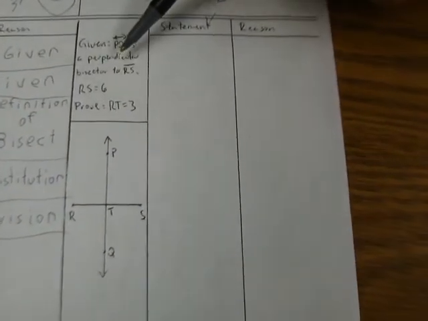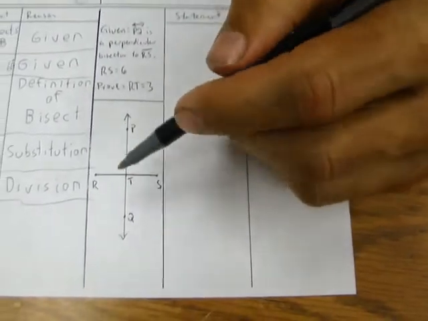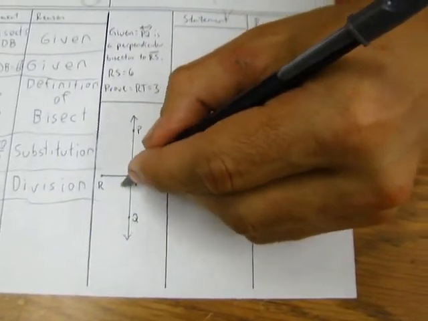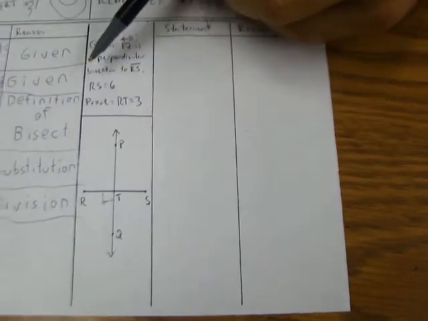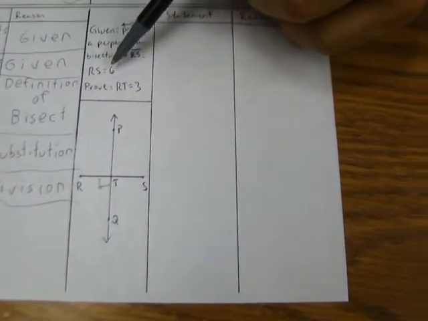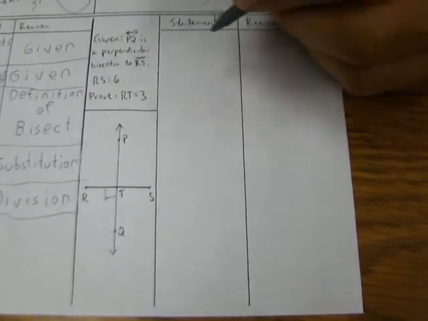Alright, cool. Last one. Given line PQ is a perpendicular bisector to segment RS. So this is a perpendicular bisector. Perpendicular bisector means it should be a 90-degree angle and it should cut this in half. Also given, RS equals 6. So we need to prove that RT, here's RT, equals 3.